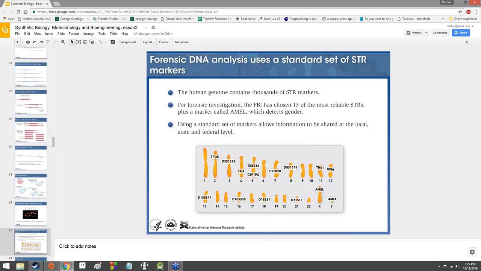Let's say somebody's committed a crime in Nevada. Well, considering that they had previously committed a crime in Pennsylvania, and there was some forensic DNA testing that happened there, and their DNA was put on file there, Pennsylvania can share the DNA profile of the suspect with Nevada, and Nevada can compare the same STRs to determine whether or not there's a match. So it allows that sort of standardization across the board.